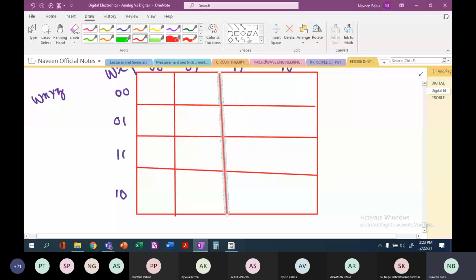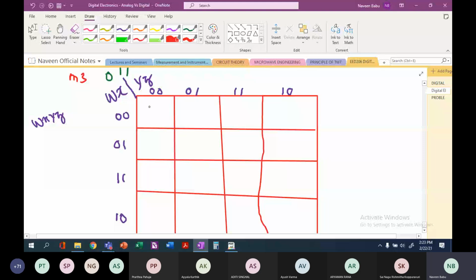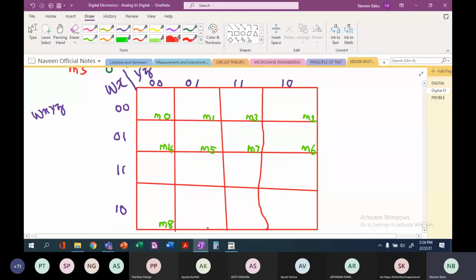So 0, 0, 0, 0 corresponds to M0. This corresponds to M1, M3 and M2. Please note, if you interchange these variables, then this minterm sequence will also change. Then 0, 1, 0, 0: it is M4, M5, M7, M6. And after this, you have to jump to the last row because 1, 0, 0, 0 is M8. So minterm 8 here, M9, M11, M10 here. If you want, you can verify, 1, 0, 1, 0 was M10. After this, it is going to be M12, M13, M15, and M14. Right? So these are our minterm entries here.